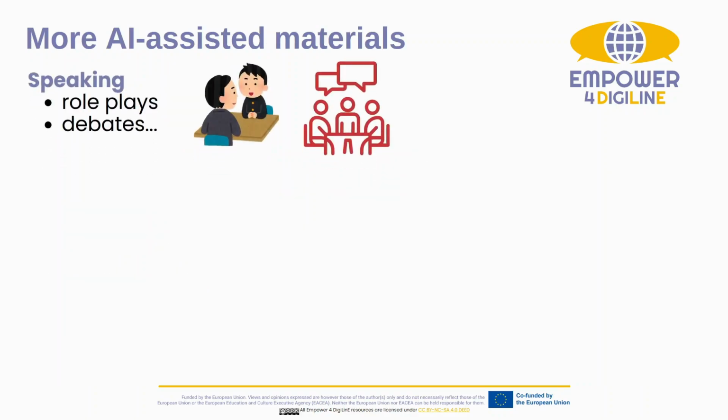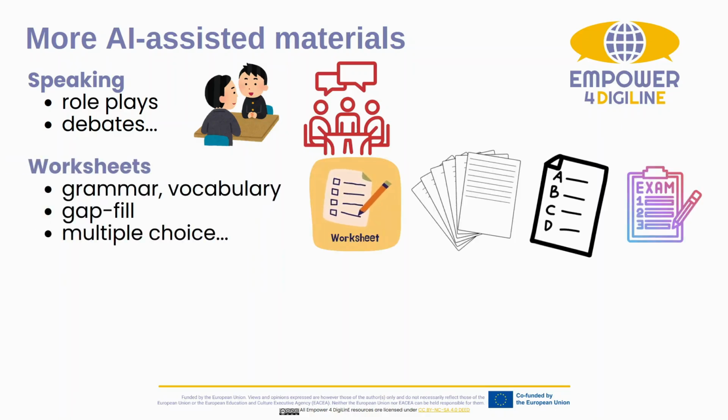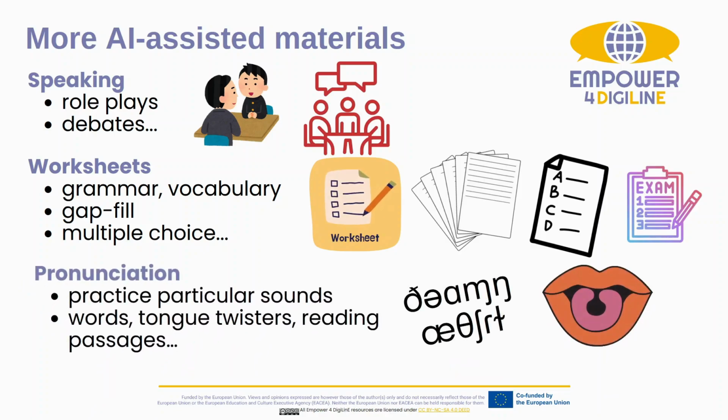As we saw in 6.2, AI can produce role-play cards really easily. It can produce discussion cards for debates on particular topics. It can produce all kinds of worksheets on anything that you want to practice. And pronunciation help. If you have a particular sound that you're practicing with your learners, then ask AI to help you create a set of words or tongue twisters or reading passages to practice those sounds in particular.